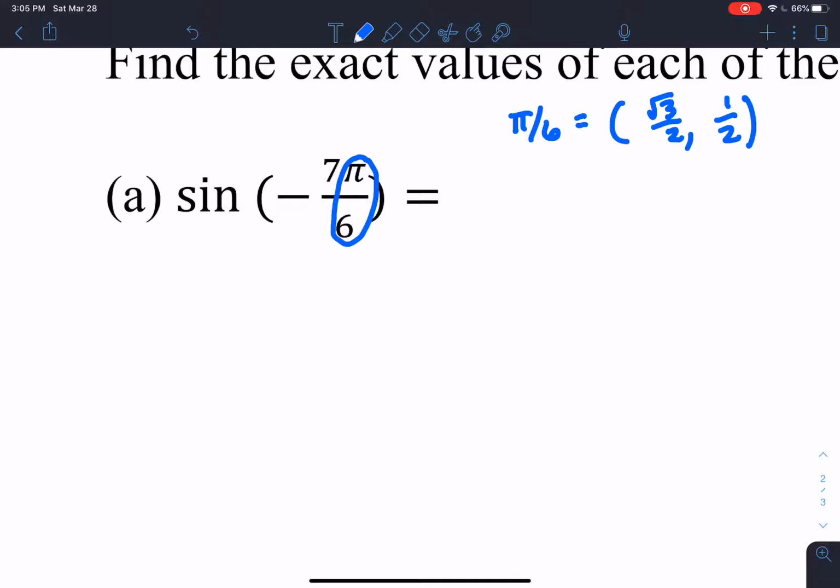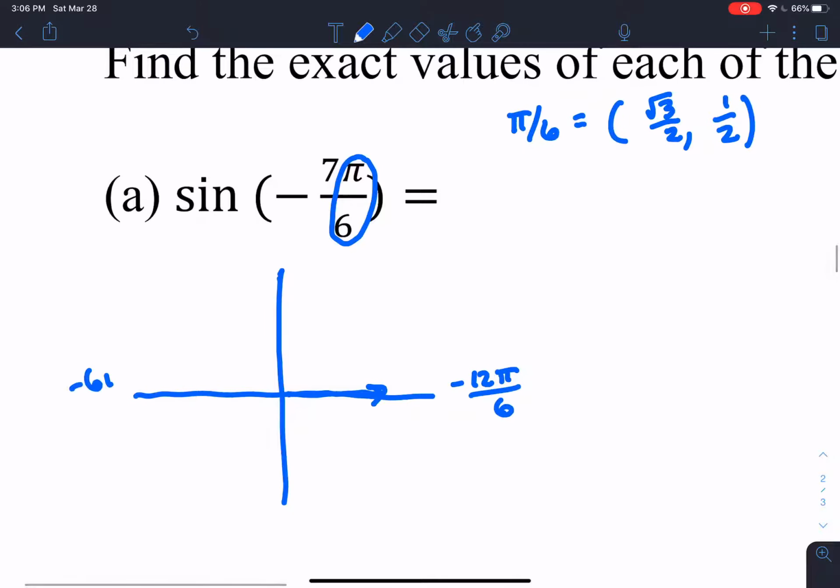to check your work. Okay, so now what I have to do is I need to figure out where does negative 7 pi over 6 go, and then I can figure out if x is negative, if y is negative. All right, so if I draw out 7 pi over 6, negative 7 pi over 6, right? One time around would be negative 2 pi, or negative 12 pi over 6. Half time around would be negative 6 pi over 6. 3 pi over 6. 9 pi over 6, right?